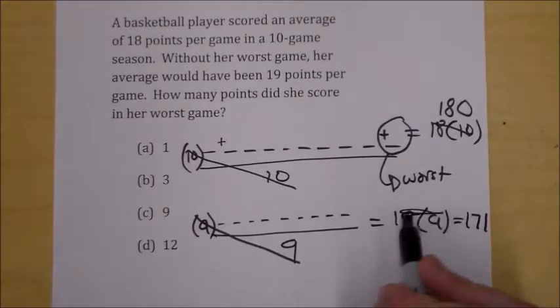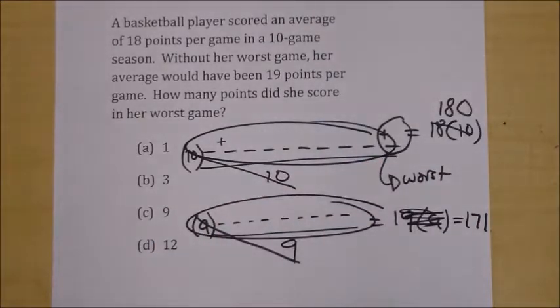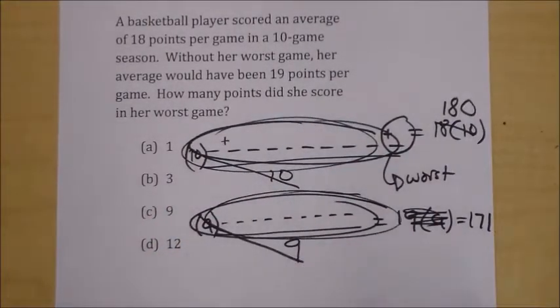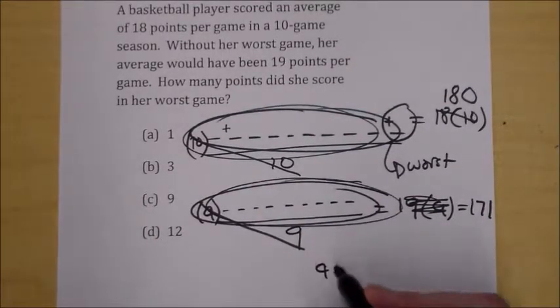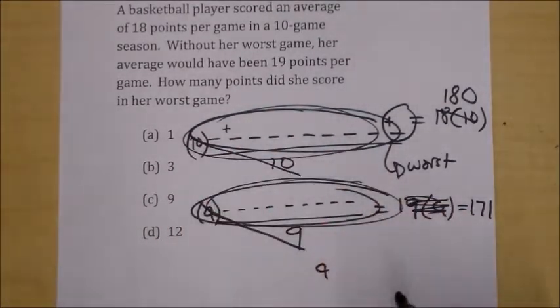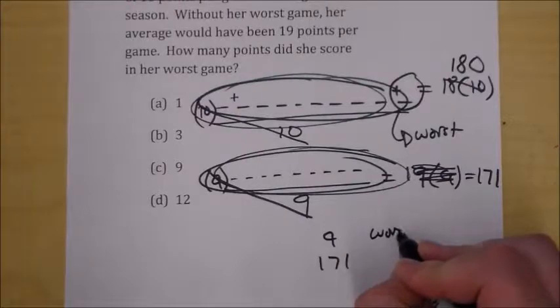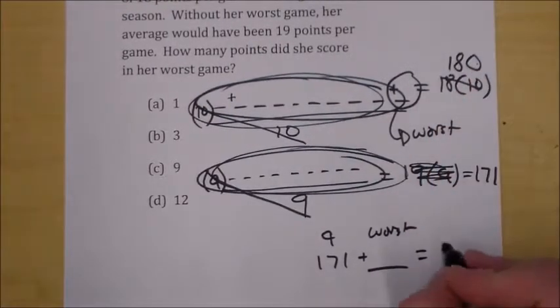So all of these 9 games here, which are the same as those games there, add up to 171. Because their average was 19, these 9 games add up to 171. And the worst game is what we want to find, and they all add up to what? 180?